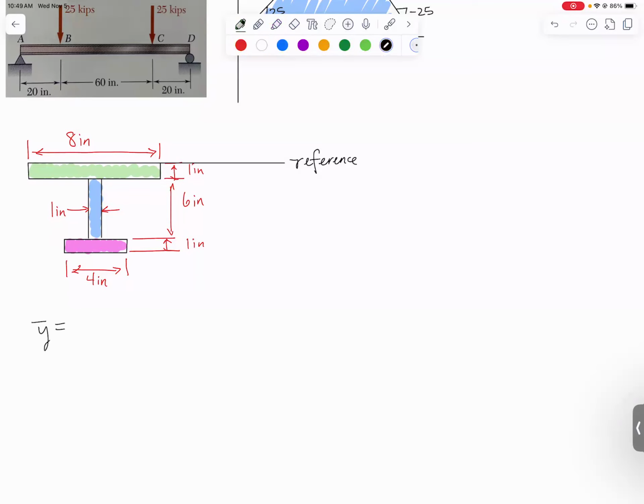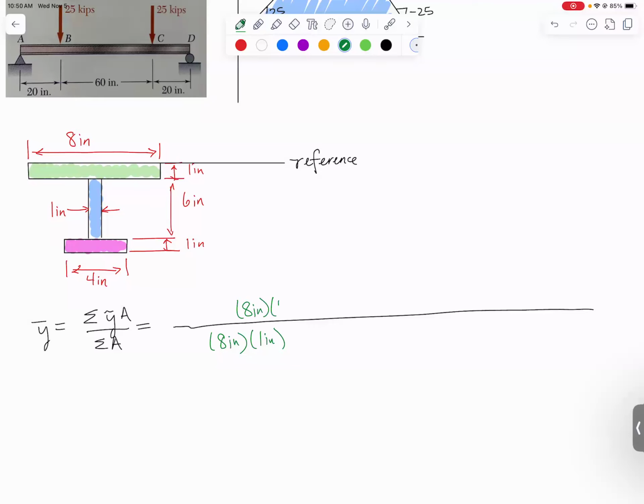Formula for the y location of a centroid is you add up all of the y tildes. Those are the centroids of each shape, multiply them by their area, and then divide by the total area. So we'll need a great big long fraction. Let's start with that green rectangle. The area of the green rectangle is going to be 8 inches times 1 inch. That goes in both the top and the bottom of the fraction.